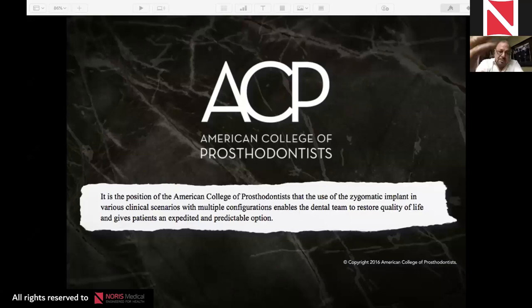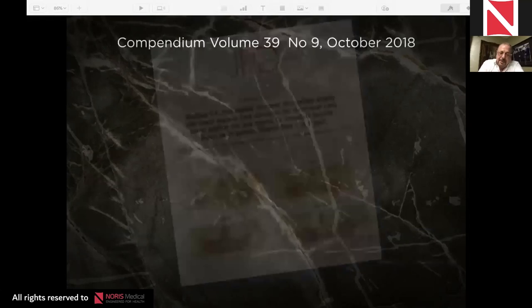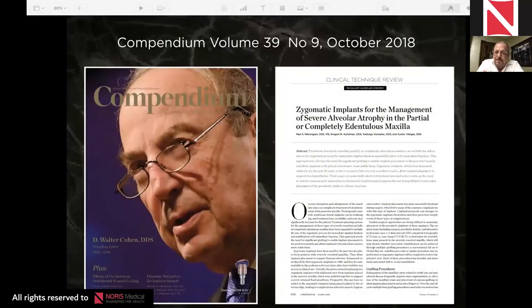So the American College of Prosthodontists has come in, and they made a position statement on this a few years ago. And they said they're a viable option to restore quality of life to patients that are looking to have these augmented into the treatment planning phase. If we go back to Ole Jensen's paper, they did classifications A, B, C, D. D was getting into zygomatic and vomer type implants. I think you have to be aware of that. First paper that we wrote on using them for severely resorbed posterior maxillary areas is another one.